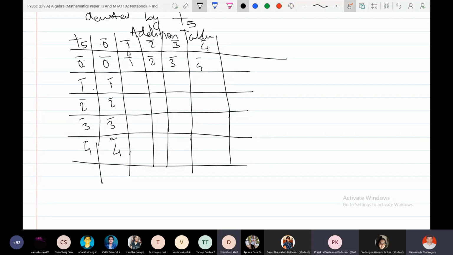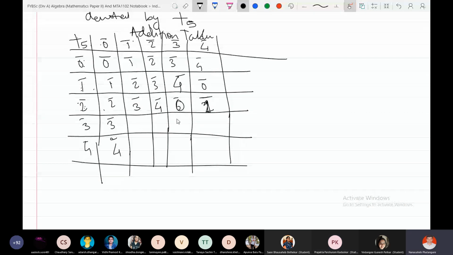Yes. 1 bar plus 1 bar is 2 bar. What is 1 bar plus 2 bar? 3 bar. 1 bar plus 3 bar is 4 bar, 1 bar plus 4 bar is 0 bar. Right? So 2 bar plus 1 bar is 3 bar. 2 bar plus 2 bar is 4 bar. 2 bar plus 3 bar, 5 bar. 2 bar plus 4 bar, 6 bar, which is 1 bar.